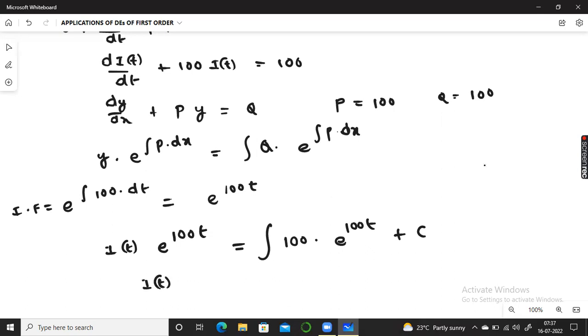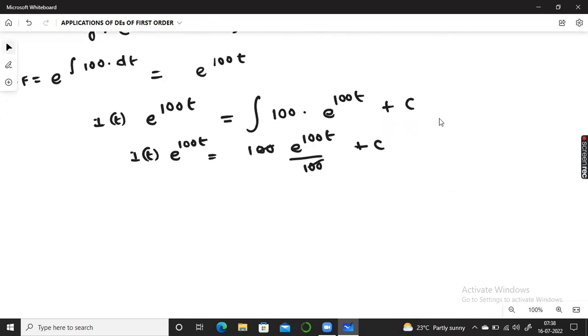I of t e power 100 t is equal to 100, anyhow it's constant. So e power 100 t is e power 100 t only. The 100 will be cancelled. So plus some constant. So I of t is e power 100 t by e power 100 t, 1 only, plus c into e to the power minus 100 t. That's it.